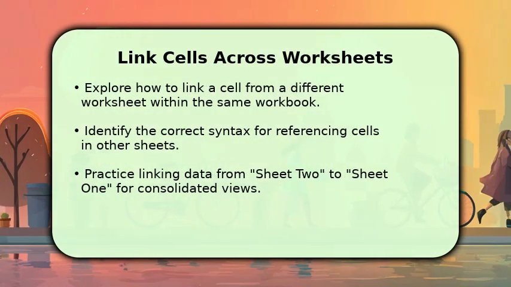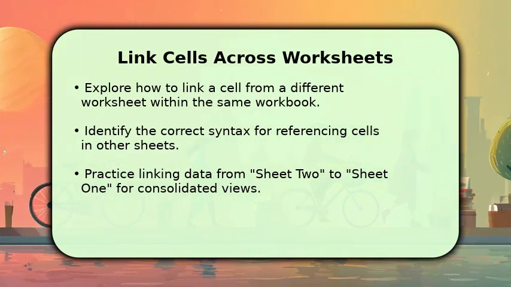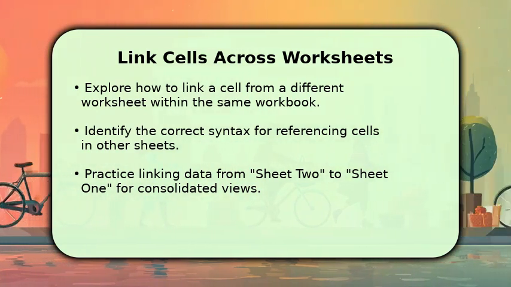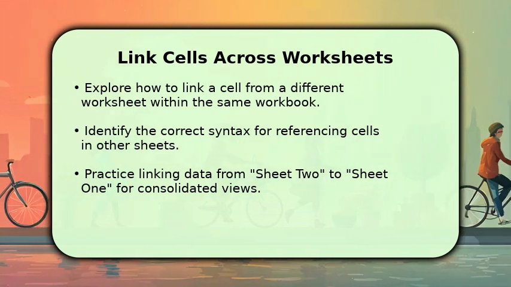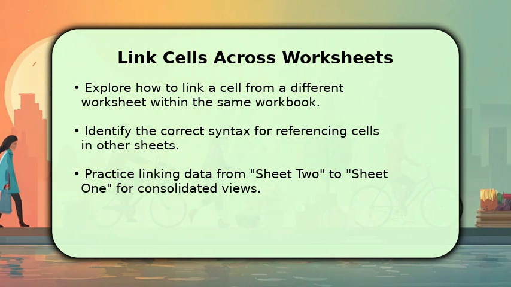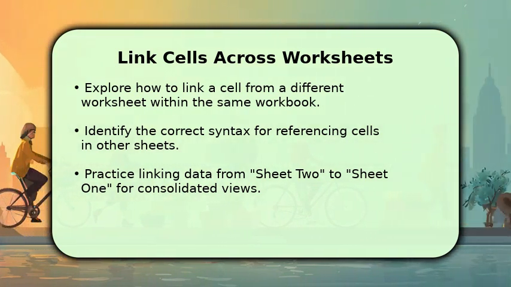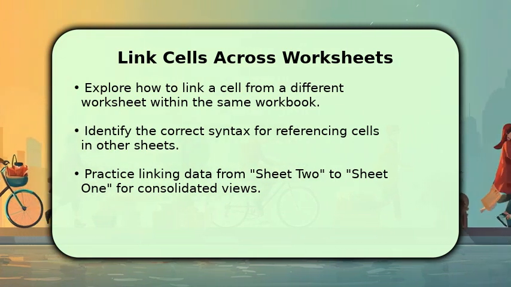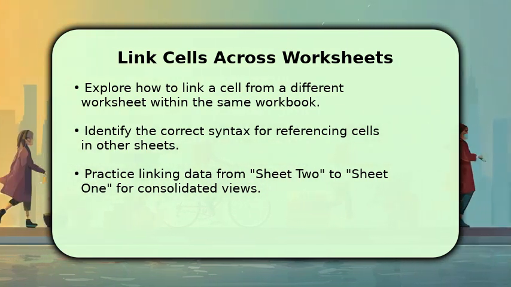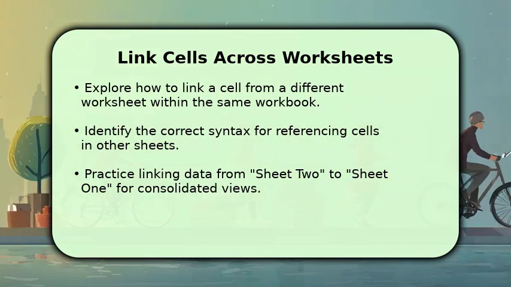Linking cells across different worksheets in the same workbook is straightforward. First, navigate to the target cell where you want the link. Type an equals sign, then click on the tab of the source worksheet. Select the specific cell you want to link and press Enter. Excel automatically generates the correct sheet reference, like Sheet2!A1. This allows you to consolidate data from multiple sheets into a single, organized view, saving you valuable time.